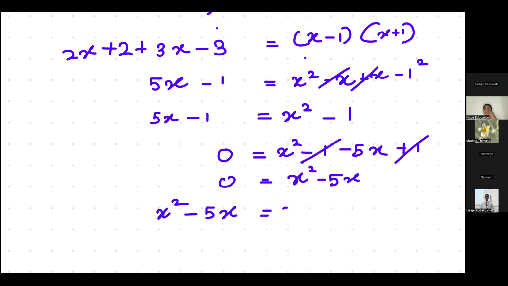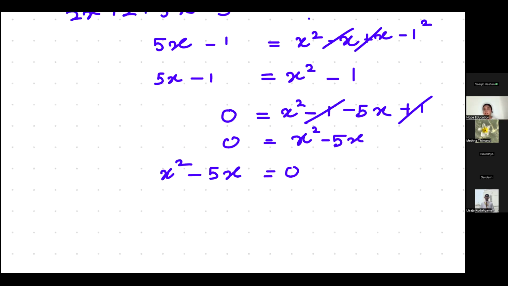Now I have to factorize. When I factorize, you can see the method is not a quadratic formula, sorry, not a quadratic expression. When you take these two, x is common. So from x squared, taking x, 1x is remaining. From minus 5x, taking x, we have minus 5 remaining. This cannot be factorized any further.